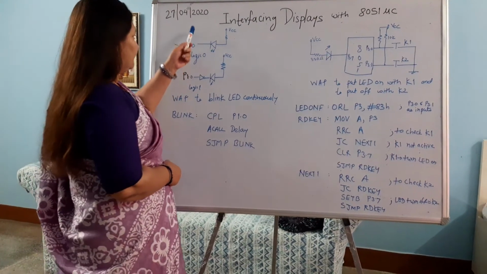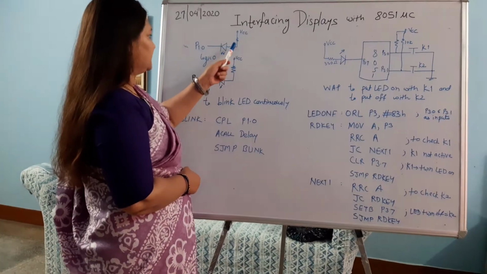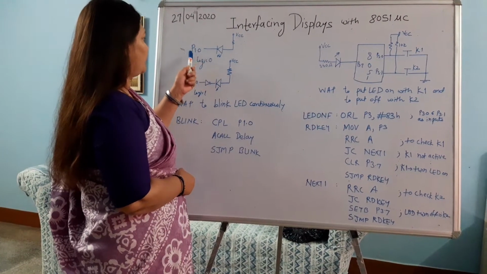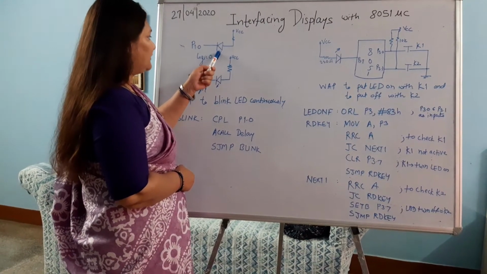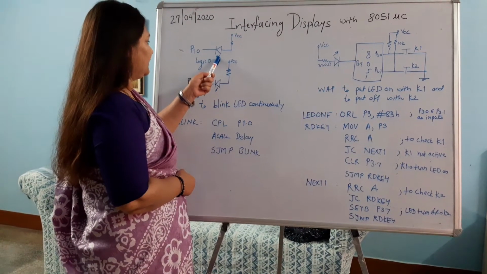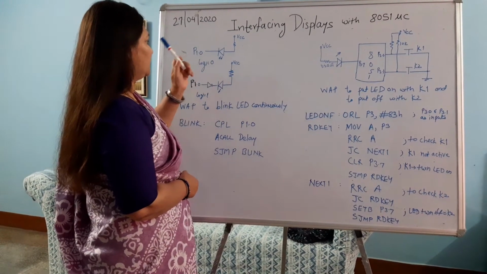If we connect the LED in this configuration with VCC at anode and port pin towards the cathode side of the LED, then to activate, to glow this particular LED, we have to put logic 0. Then only it will be glowing.